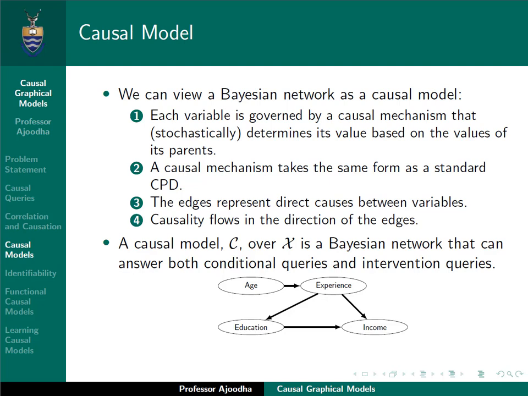For example, age may influence experience, education may influence income, and experience may also influence income. Experience also might influence education. So these are all the causal semantics of this model.